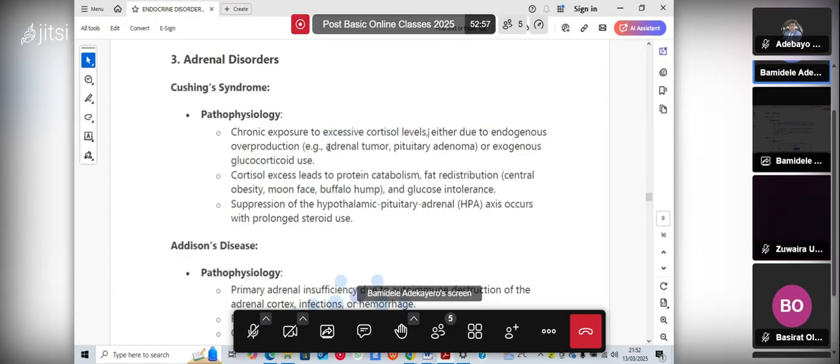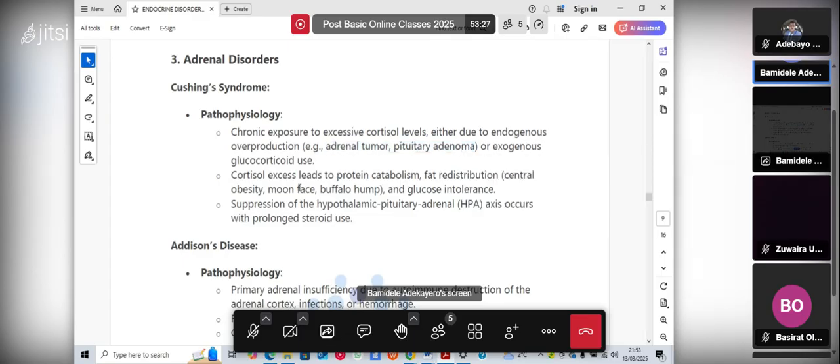For instance, if there's a tumor, what the tumor does is that it increases the amount of cortisol being secreted. It increases the surface area of the organ because the tumor causes the organ to be quite bigger than normal. So it increases the amount of hormones, the amount of cortisol being produced. So tumors mostly can cause Cushing syndrome.